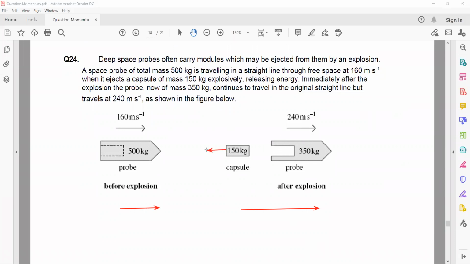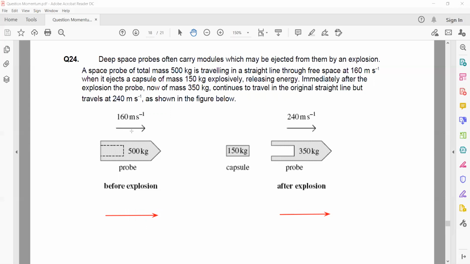As the capsule is moving backward, you can see the speed of the probe increases. Why does the speed of the probe increase? Because we want the resultant momentum towards the right hand side. Before the explosion, momentum is towards the right. So after the explosion, the resultant momentum should be towards the right hand side as well.